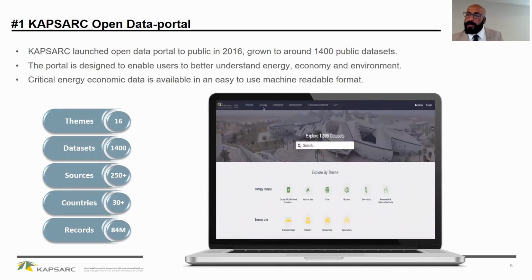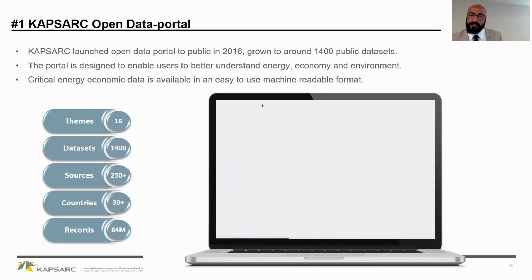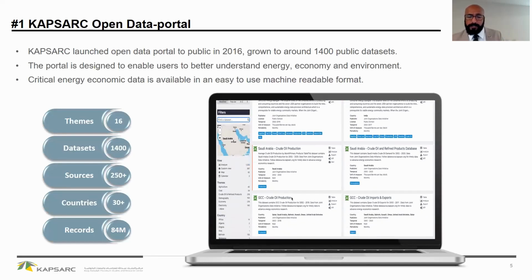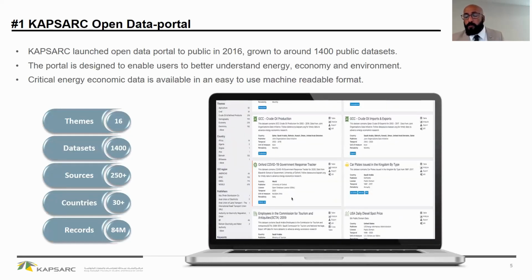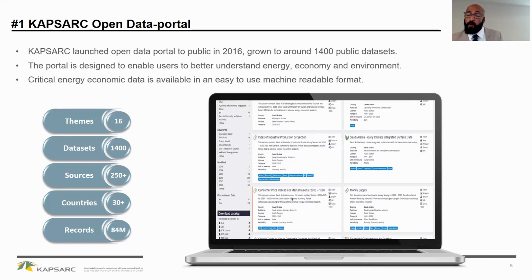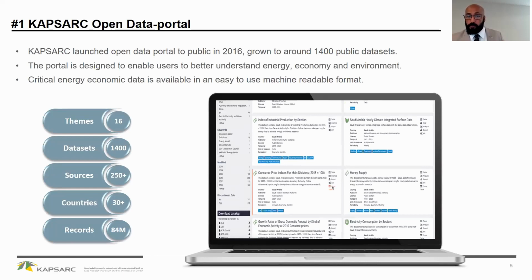We have around 80 million records, 1,400 data sets, classified into 16 themes. And as I said, around 200 publishers or so. Most of it is anchored on GCC countries, because that's where the open data wasn't easily available. So we move on to the next.